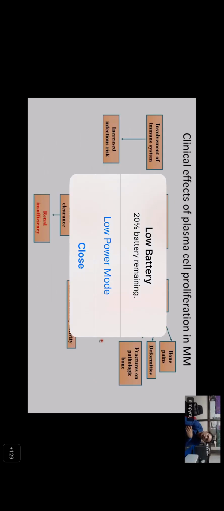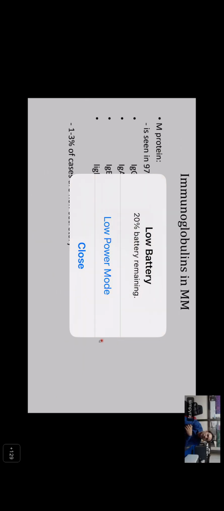Okay, so we have discussed. I'm skipping these already. These are the incidence of M protein. You can detect the M protein in almost 97 to 99% of myeloma. Only 1 to 3% of cases are non-secretory myeloma, which do not secrete this protein. So you may not detect protein, but still the disease can be there. The commonest globulin is IgG, followed by IgA, then light chain, and then IgE and IgD.